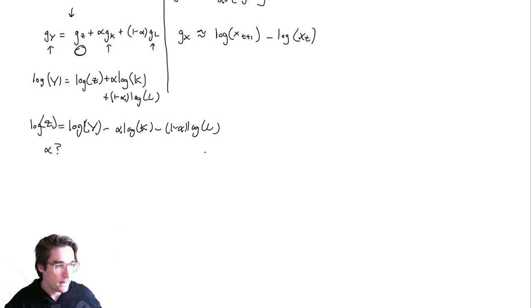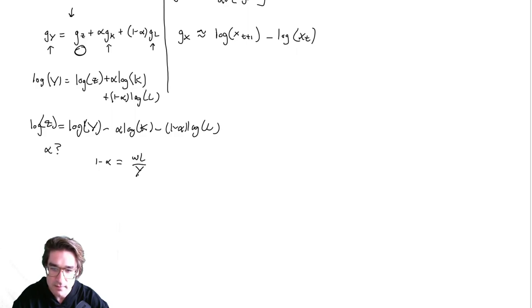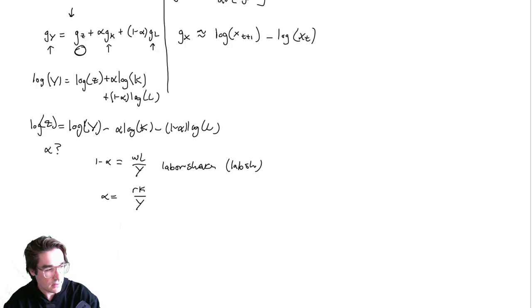Alpha, remember, is 1 minus the labor share. It's actually the capital share. A long time ago, a galaxy far, far away, we derived these labor shares. So we know that 1 minus alpha is W over Y, and alpha is RK over Y. That's basically Cobb-Douglas Solow stuff. So this is the labor share, or as it's called literally LABSH in the Penn World Tables data, we can get that in the data. That gives us 1 minus alpha. We just do 1 minus that, and we get alpha.